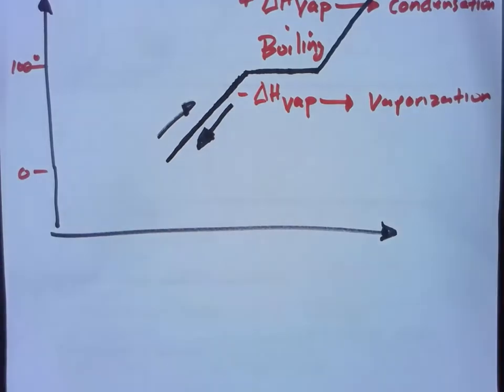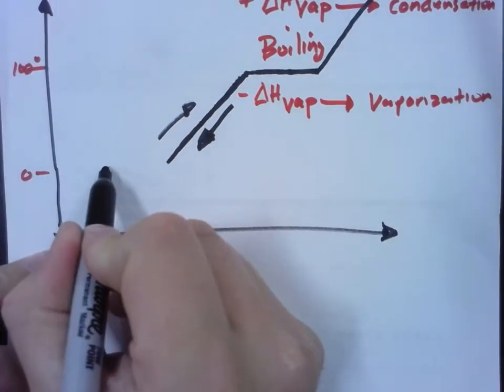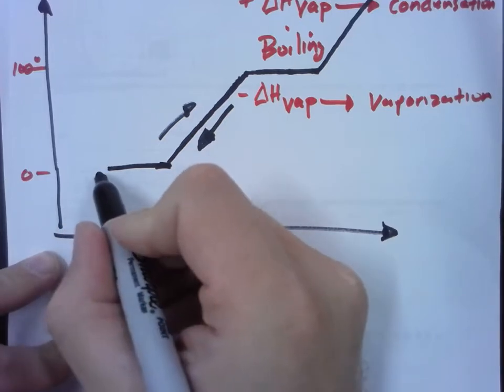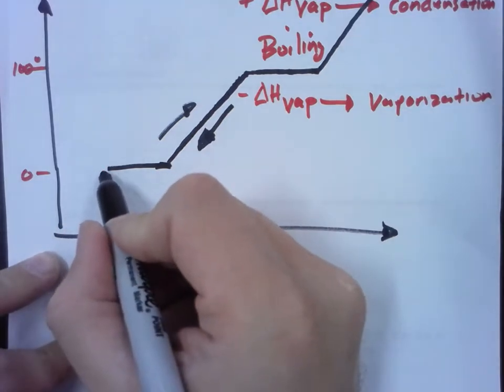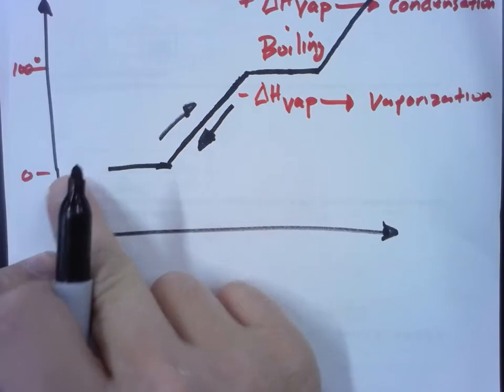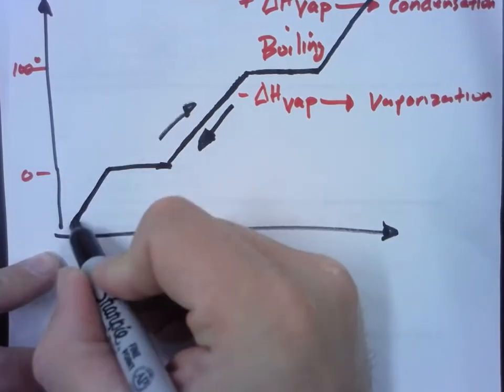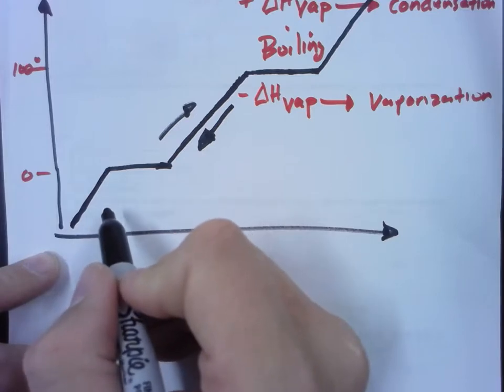Now, this same principle also applies for freezing and melting. At 0 degrees Celsius, we know that water freezes, but maybe you didn't know that ice melts at 0 degrees Celsius. So we can just redraw this curve down here at 0 degrees. Ice can actually get colder than 0 degrees. It can get much colder.